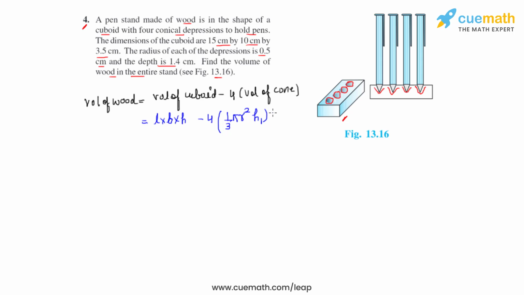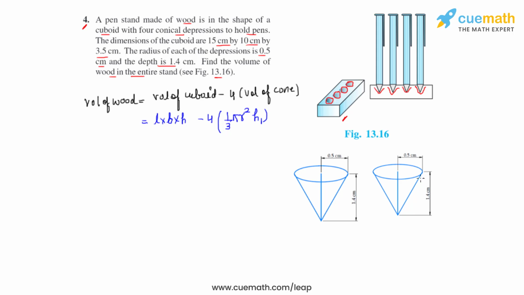So we'll first try to find out the volume of the cone. The cone looks like this, which has got a depth of 1.4 centimeters and the radius 0.5 centimeters. We can directly substitute these values back into the formula. So first for LBH we substitute 15 times 10 times 3.5 minus 4 times 1 by 3 times 22 by 7 times 0.5 squared and times 1.4. This and this get cancelled, we get 0.2.